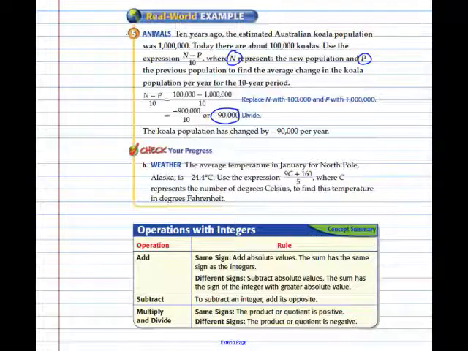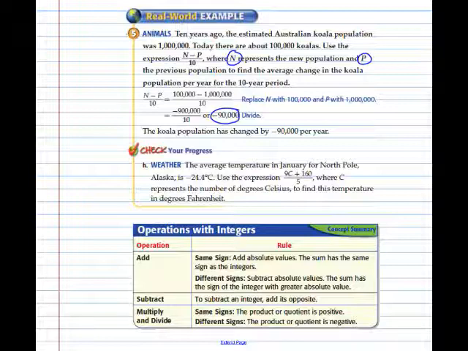This chart shows us that with addition, two signs that are the same, we would always get an answer or sum that's the same as the signs. So if I'm adding 2 negatives, I get a negative answer. If I'm adding 2 positives, I get a positive answer. Subtract absolute values. The sum has the sign of the integer with the greater absolute value. To subtract an integer, add its opposite. It's called the algebraic definition of subtraction.